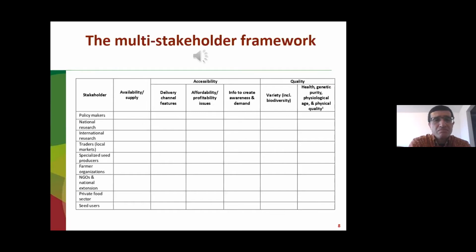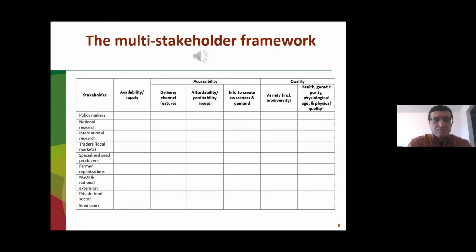Okay, now let me introduce you to the framework, the multi-stakeholder framework, the tool itself. Basically, the framework is a matrix. You can see the rows have the stakeholders of a seed system. So you can see there are policymakers, national research institutes, international research institutes, etc. If you need to add a new stakeholder, that's possible.